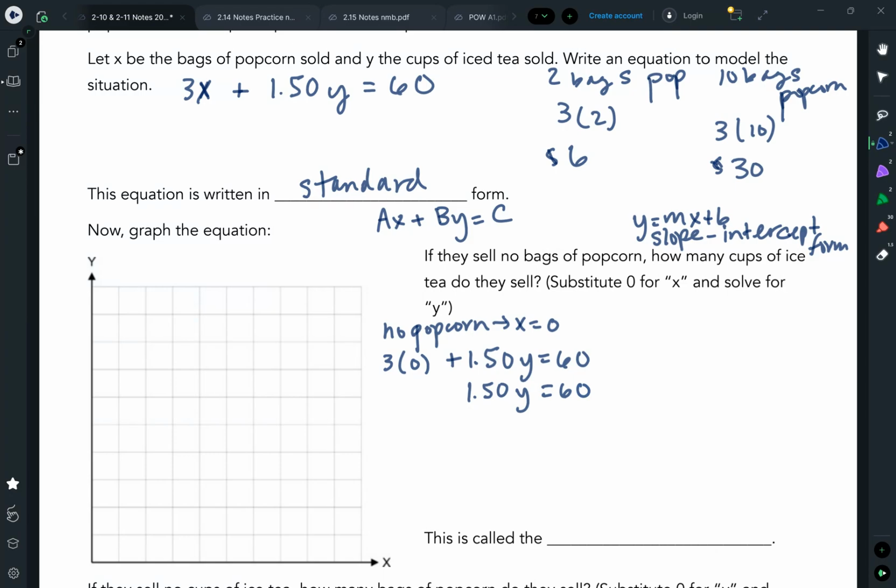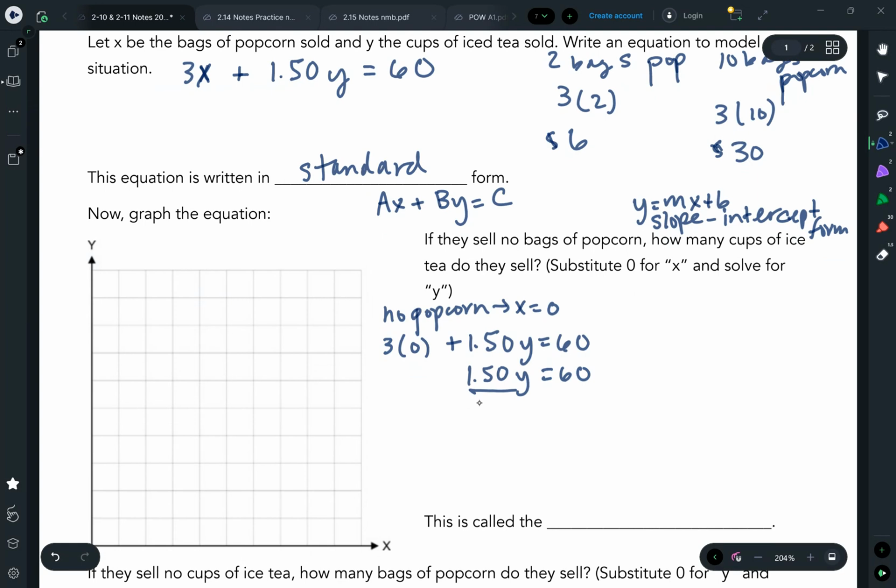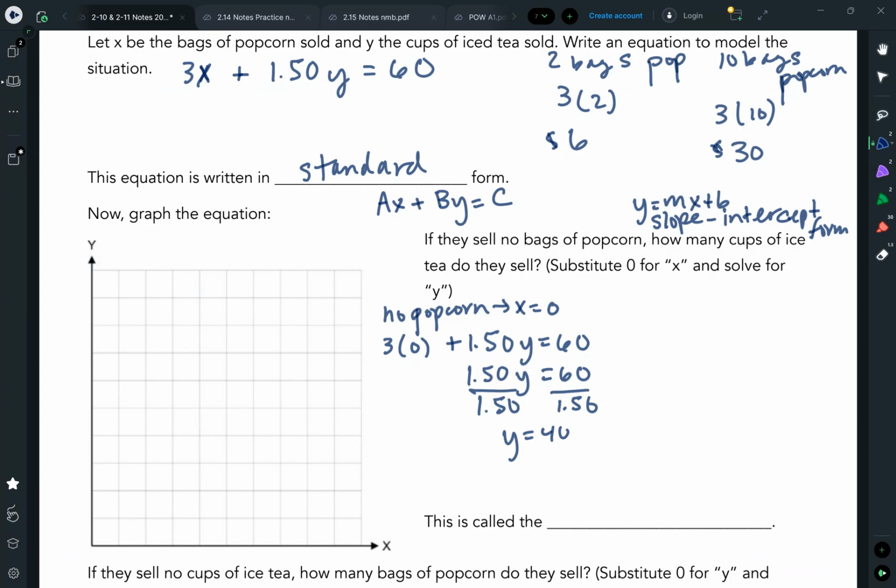So I would need to divide both sides by $1.50. I'm going to have to grab a calculator here or look at what I did earlier. I got y equals 40. So if I don't sell any popcorn, to make $60 I would have to sell 40 iced teas. And on my graph, if I think of x, y ordered pairs, this would be (0, 40).